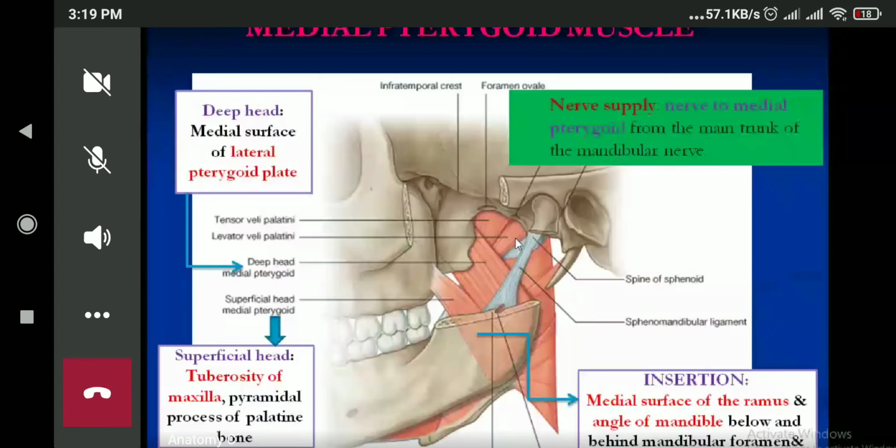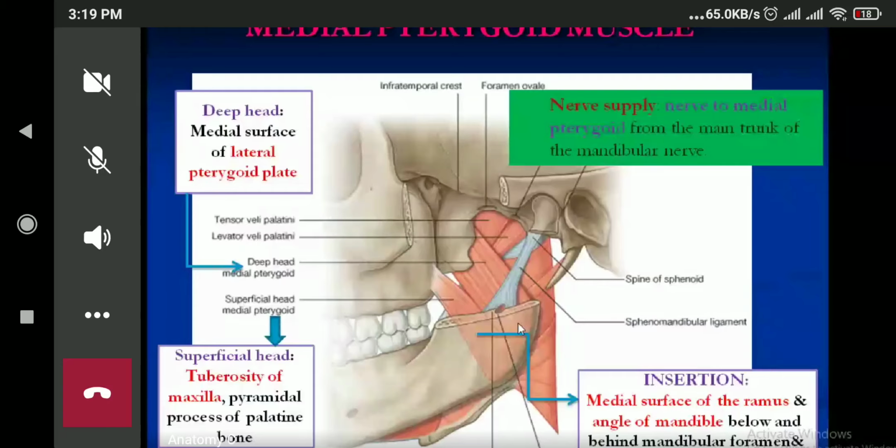Now see, we have the origin anteriorly and the insertion is present posteriorly. Now, when the action occurs from insertion to origin like this, then this will close the mouth. This will elevate the mandible. Now, what else will it do? It will cause the retraction or the protraction of the mandible.